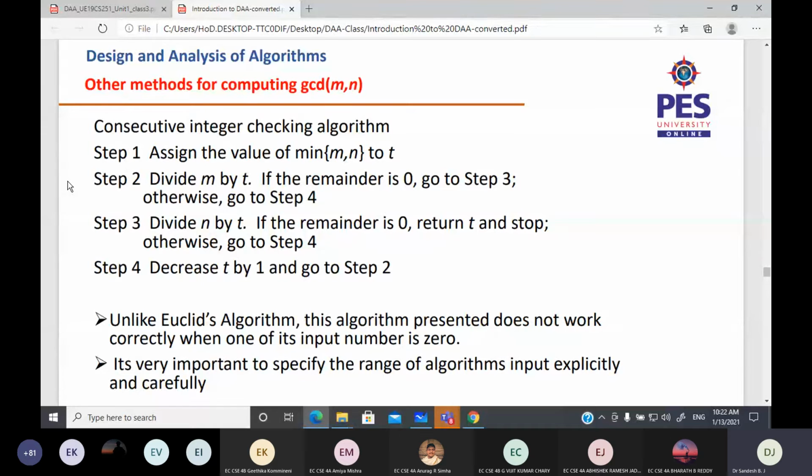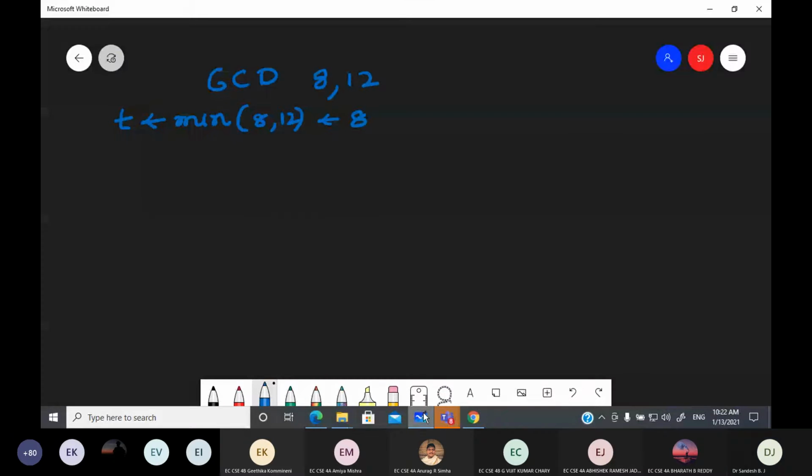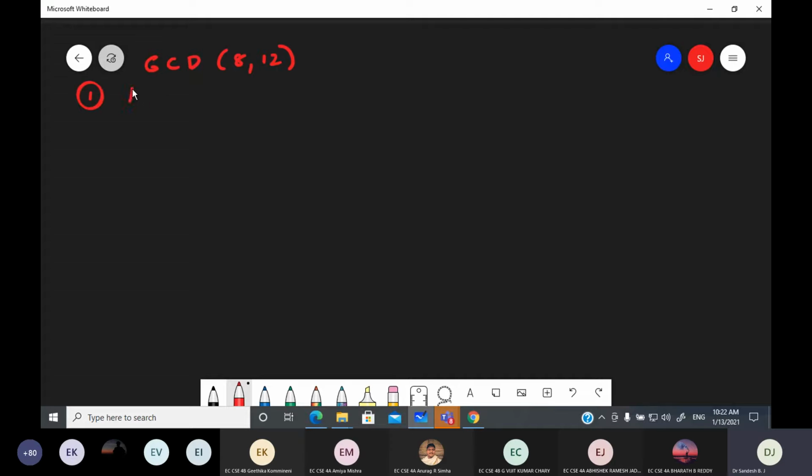So let us take an example, the same example which I have shown here, and we will work out this algorithm. Let us start. Suppose I wanted to find the GCD of 8 and 12. In the first step, we say T is equal to min of 8 and 12, so we will assign T with 8.